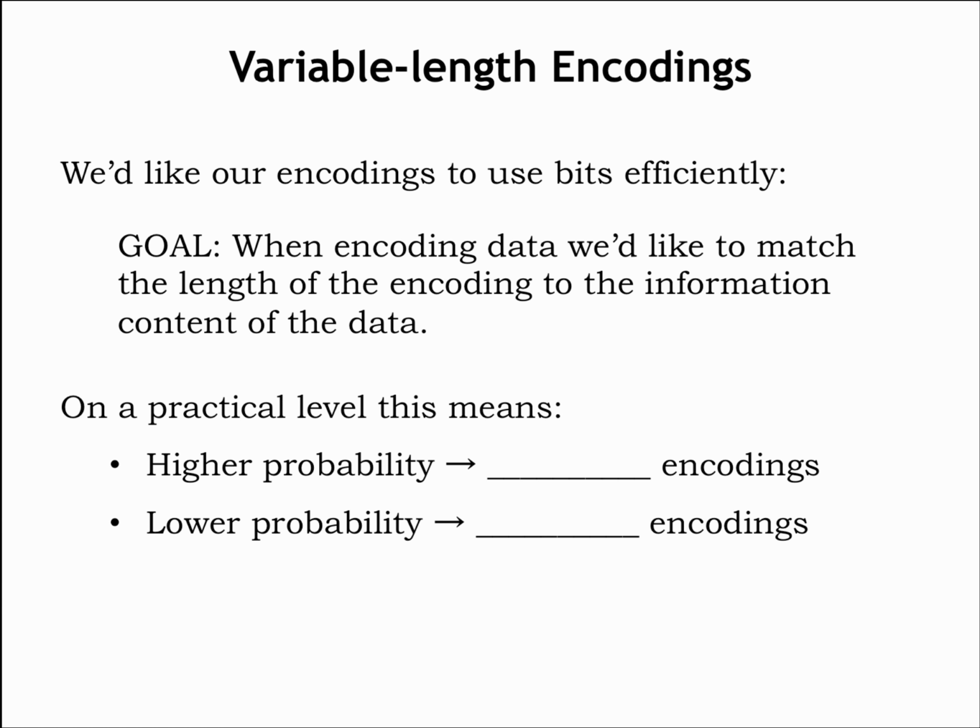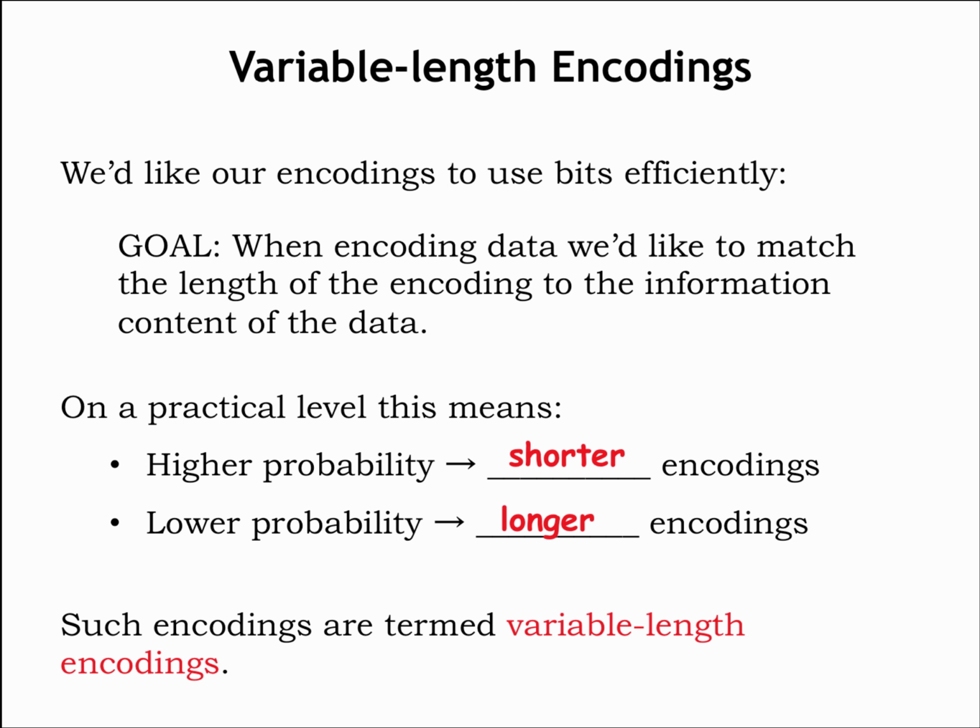We know that if x sub i has a higher probability, in other words, a larger p sub i, then it has a smaller information content, so we'd like to use shorter encodings. If x sub i has a lower probability, then we'd use a longer encoding. So we'll be constructing encodings where the x sub i may have different length codes. We'll call these variable length encodings.